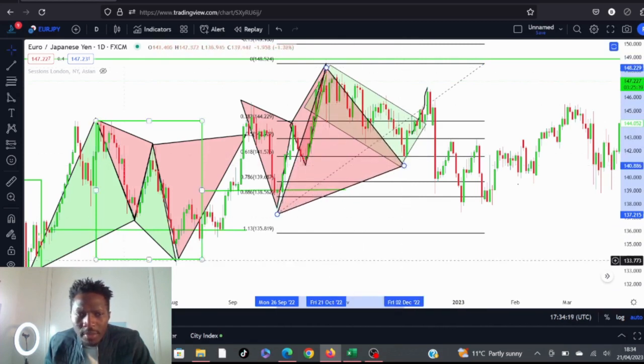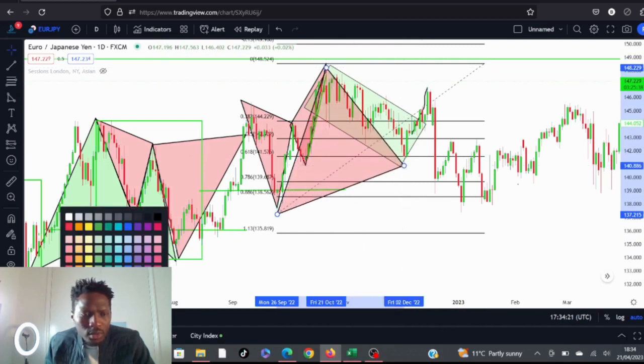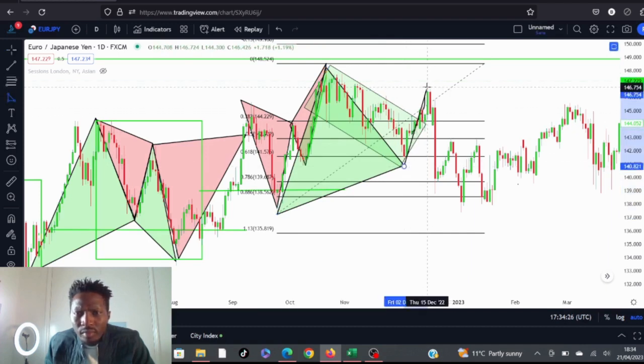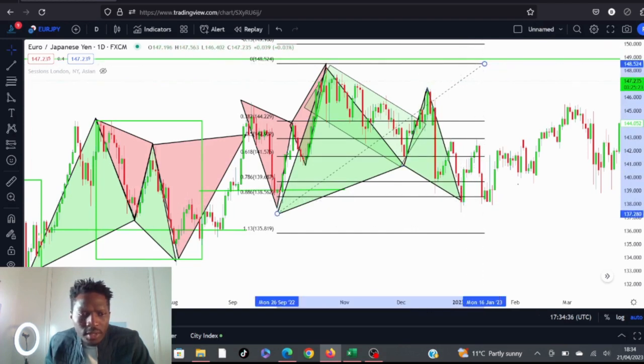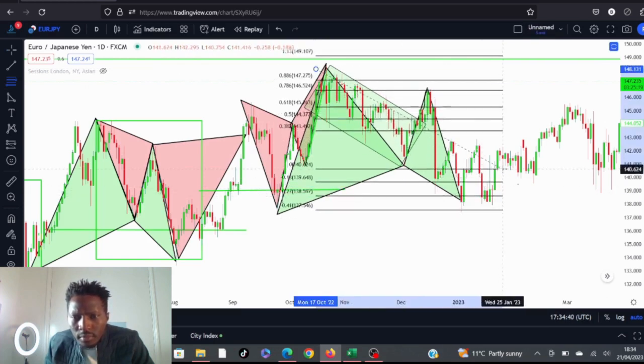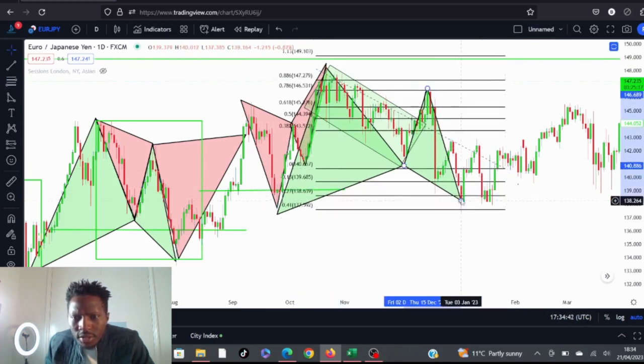Because it's a bullish Gartley pattern, we're going to go with green. And then that would have given you an entry at around the 127 Fibonacci extension. So I'm just going to bring in my Fibonacci in a second just to confirm that we had the 127 extension. 127 extension right there. Again, this would have been a winning Gartley pattern.